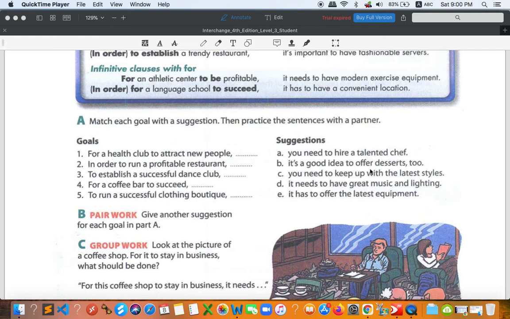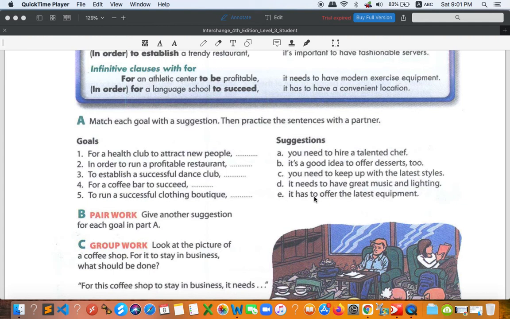It's a good idea to offer dessert too. Must be restaurant too, I guess. C, you need to keep up with the latest styles. Keep up means, you know, keep updating, or make sure that your styles are fashionable or modern enough. D, it needs to have great music and lighting, so the lights. And the letter E, it has to offer the latest equipment, so especially related to HIIT.